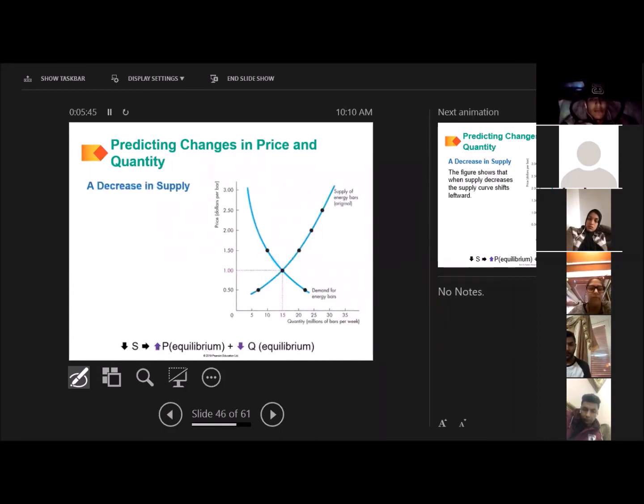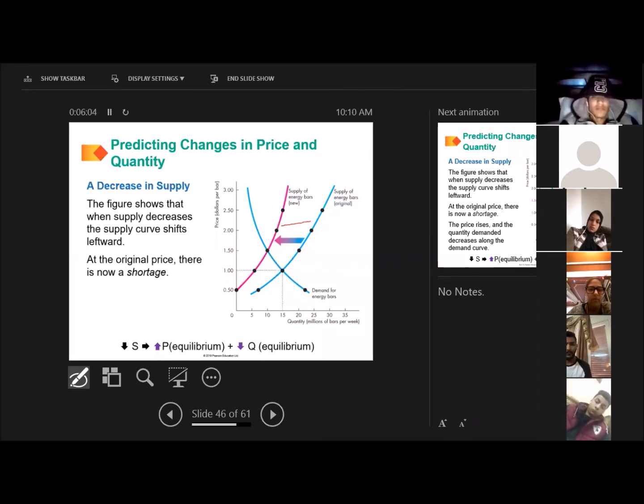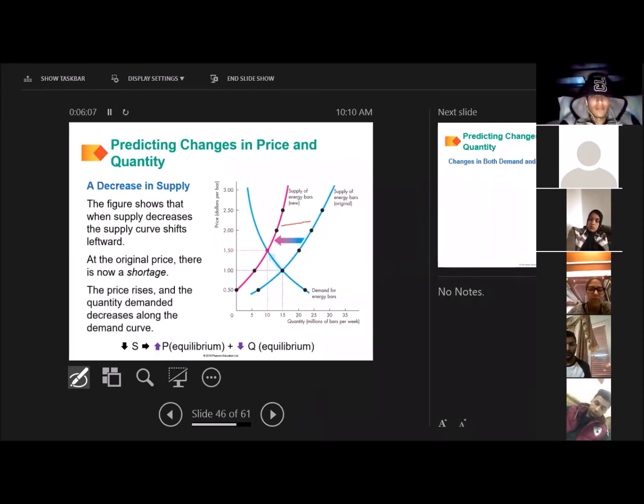So what is the case if we have a decrease in supply? In this case, the supply curve will shift to the left, simply because this is a lower supply curve. Of course we expect if we produce less of any product, the price increases and quantity demanded decreases as well. Does it make sense?